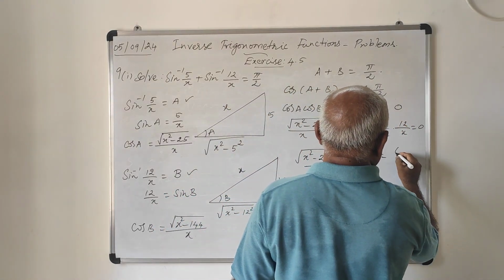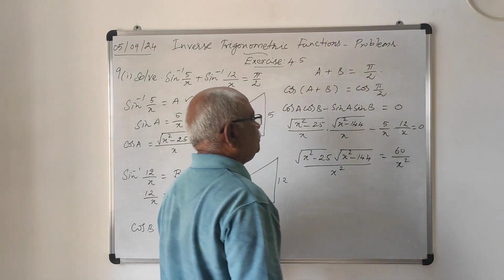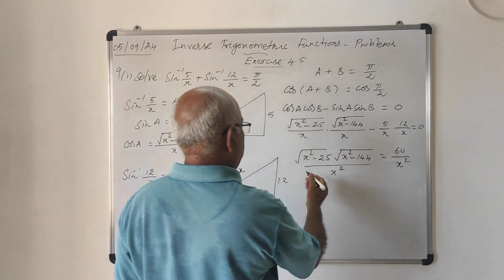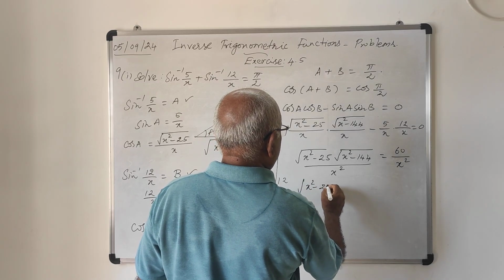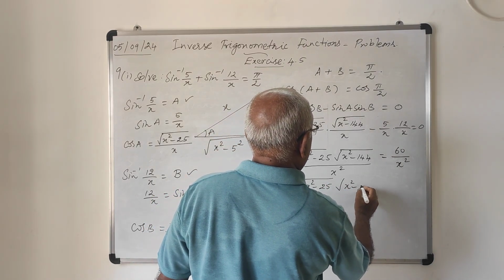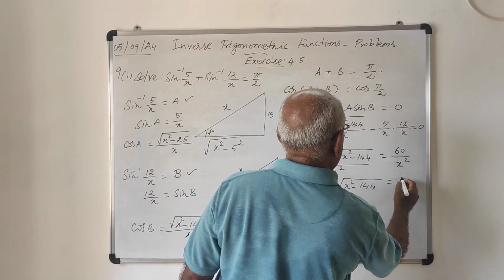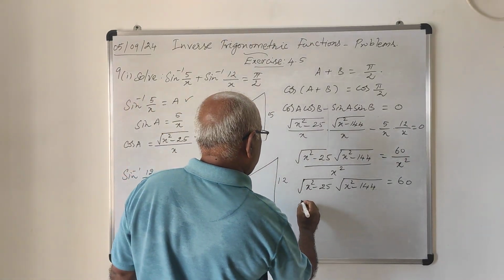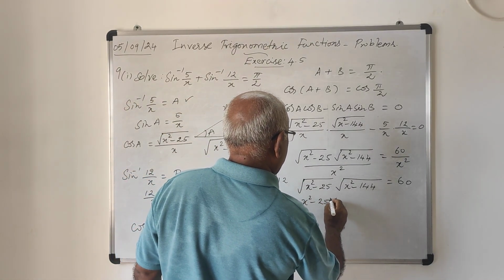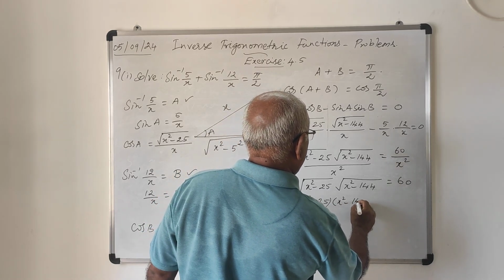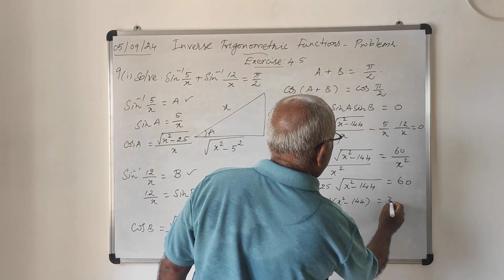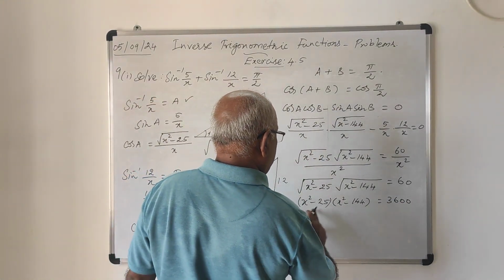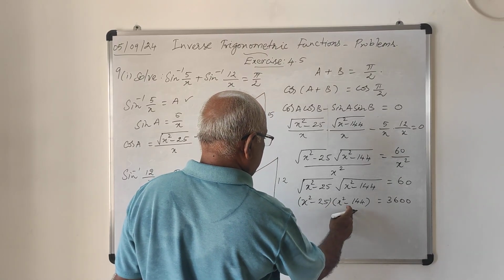Here 5 twelves are 60 by x square. Take that 60 by x square to the right hand side. The x square in both denominators gets cancelled, and you will get root of x square minus 25 into root of x square minus 144 equal to 60. Squaring both sides, x square minus 25 into x square minus 144 equal to 3600, which is 60 into 60.